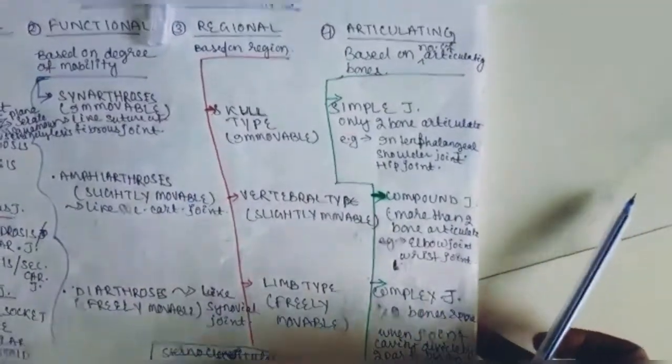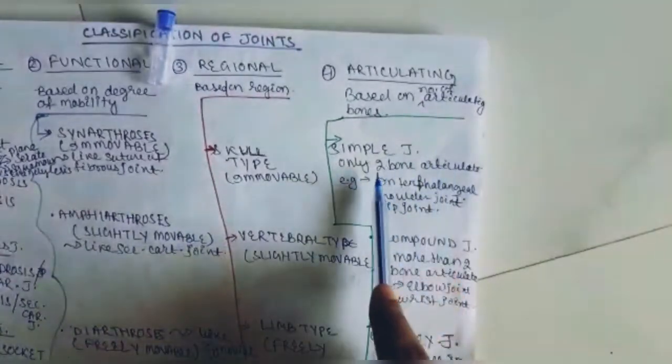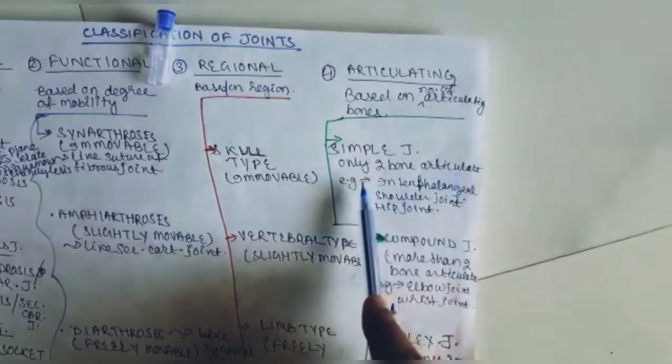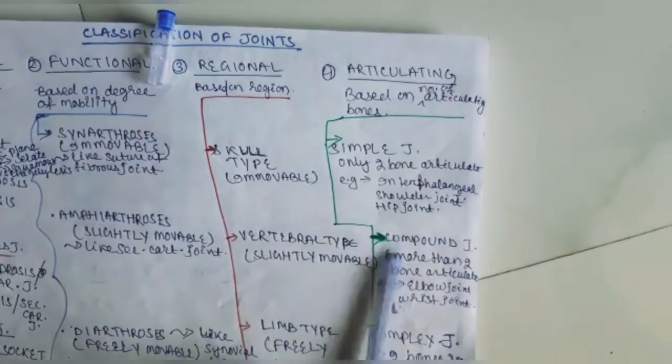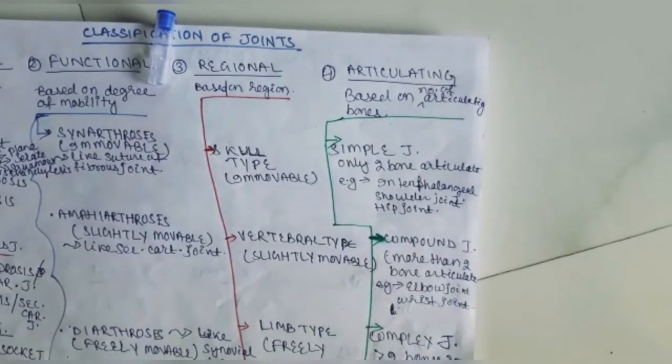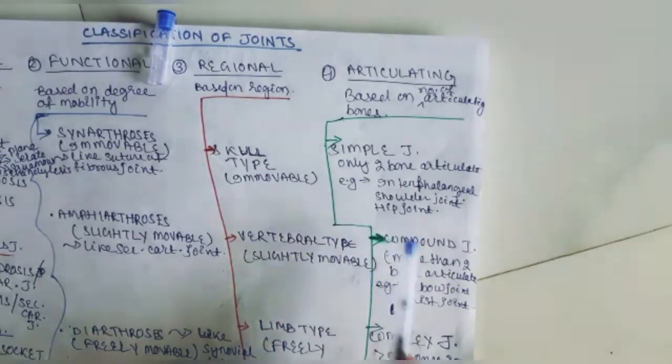Now see, simple joints. Only two bones articulate, it's called simple joints. In compound joints, more than two bones articulate. In complex joints, more than two bones articulate. Simple joints are the joints in which only two bones articulate. For example, interphalangeal, shoulder joint, hip joint. This is under simple joints.